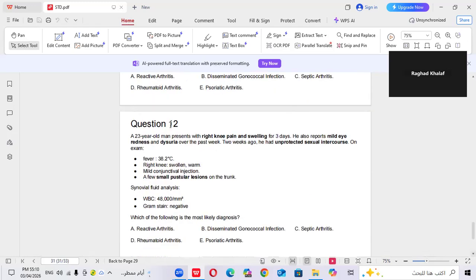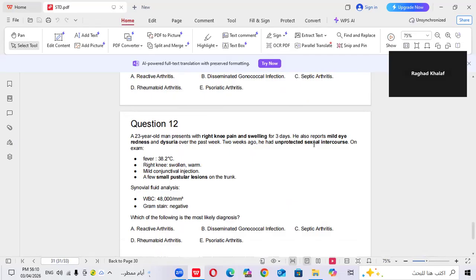Question 12. A man presents with right knee pain and swelling. Okay, arthritis here. We have mild eye redness and dysuria. Can't climb a tree, can't see, can't pee. It's pointing toward reactive arthritis. It is a complication of chlamydia.